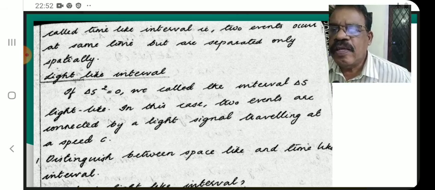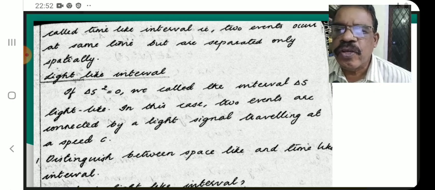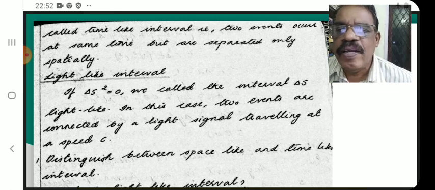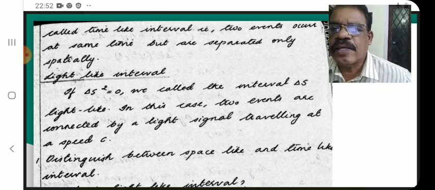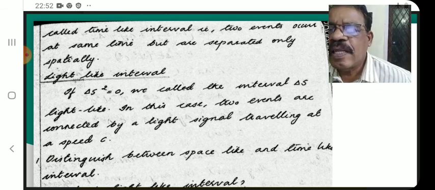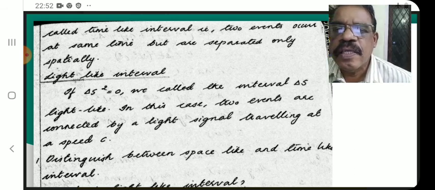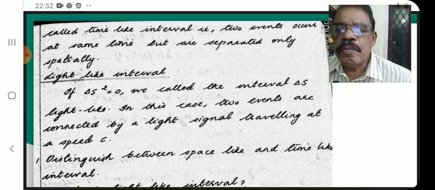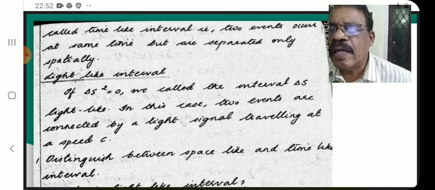Light like interval: if delta s square is zero, we call the interval delta s light like. In this case, two events are connected by a light signal traveling at a speed c.